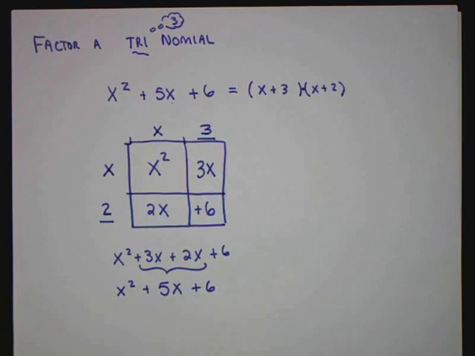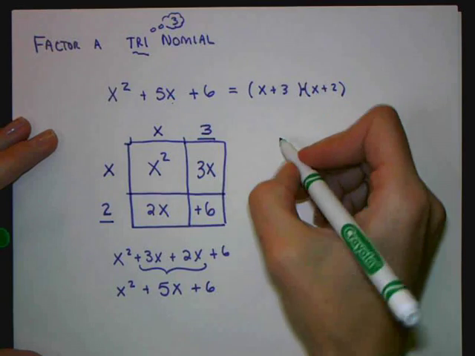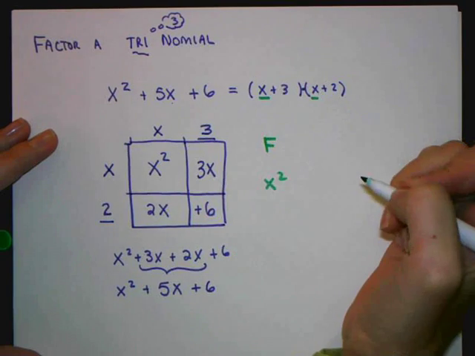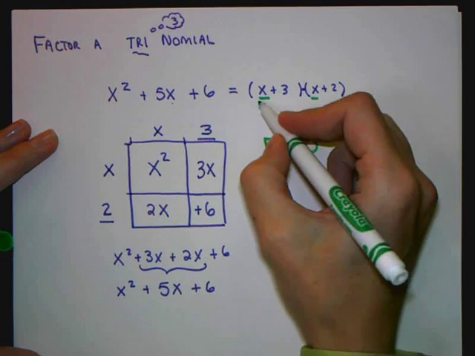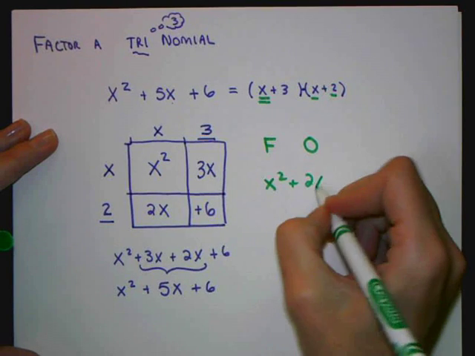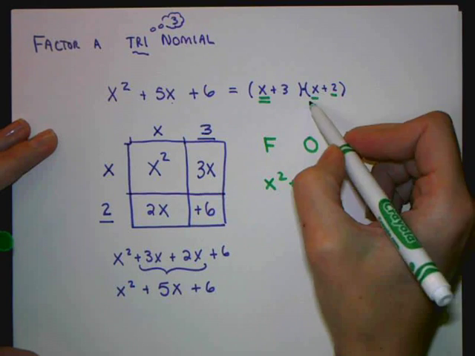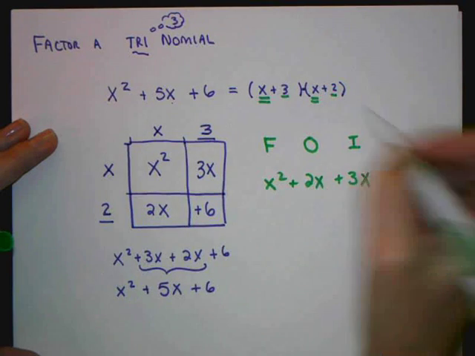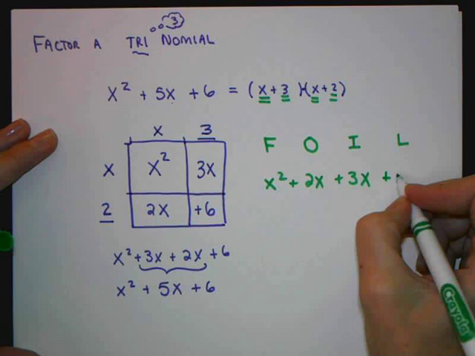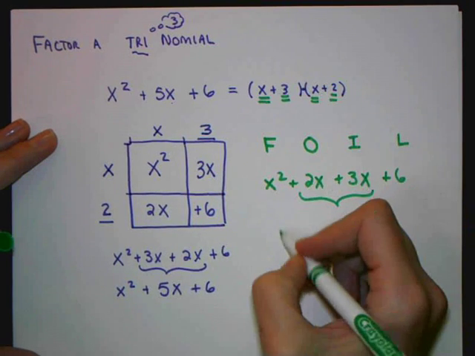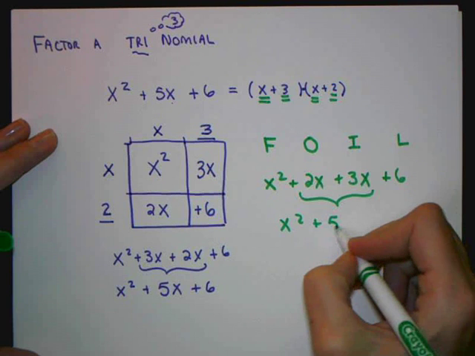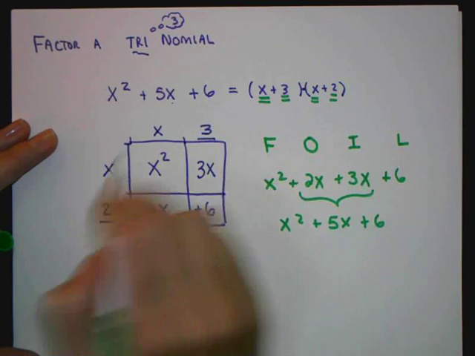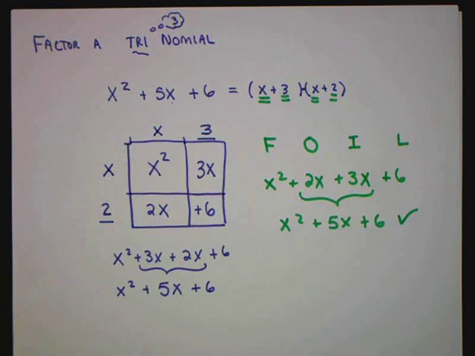Let's use FOIL to check and see if we got this right. So let's multiply out the first terms here. x and x gives us x squared. Then let's multiply the outer terms, x and 2 gives us positive 2x. Let's multiply the inner terms, x and 3 gives us positive 3x. And let's multiply the last terms. 3 times 2 gives us positive 6. We'll combine the O and I in FOIL, and we'll have x squared plus 5x plus 6. That is indeed what we were aiming for when we started our factoring. So our factorization is correct.